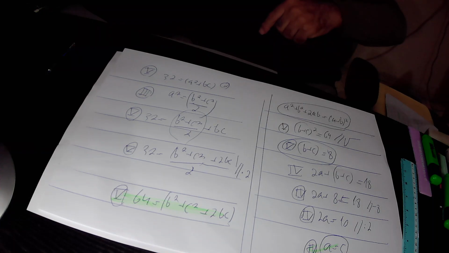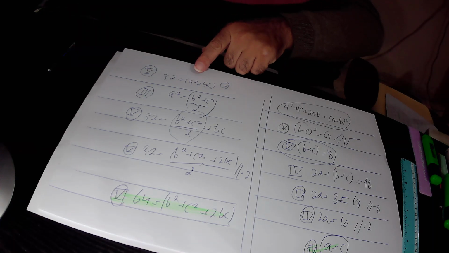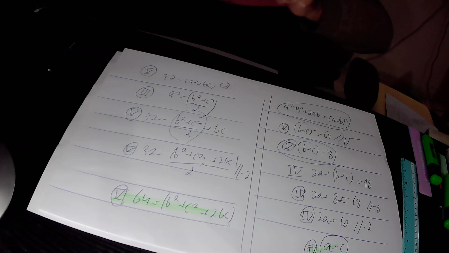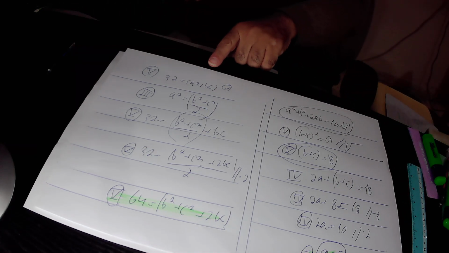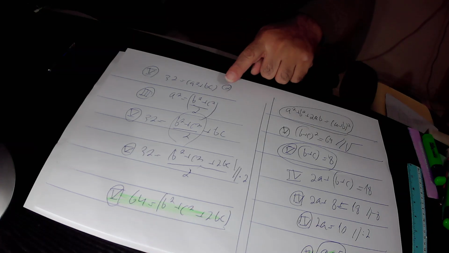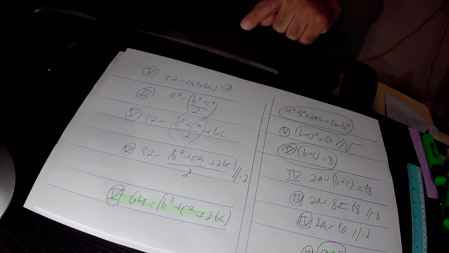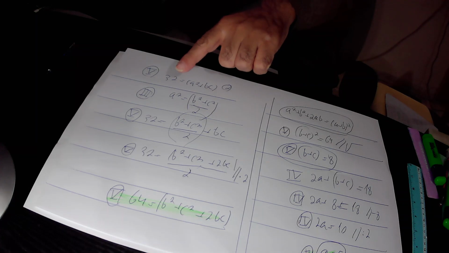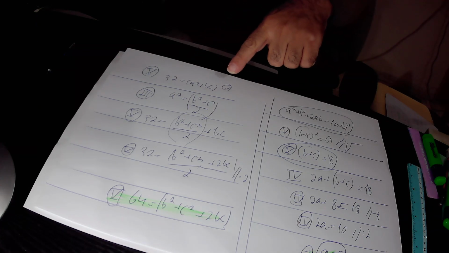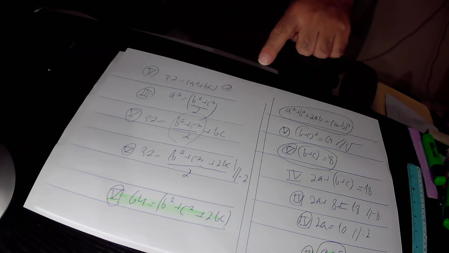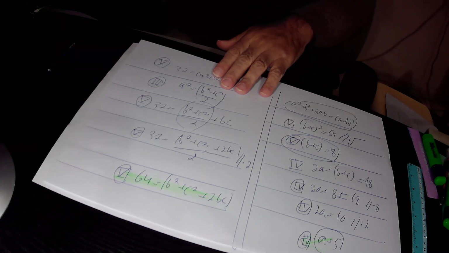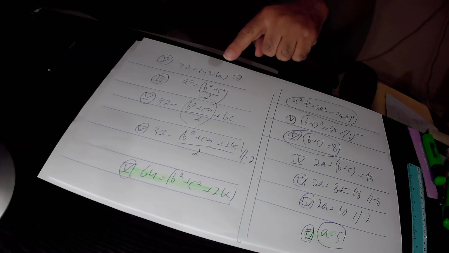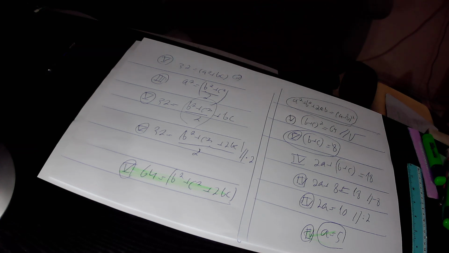And according to equation 3, we already found out that A squared equals B squared plus C squared over 2. Now we can substitute A squared in equation 5 by B squared plus C squared over 2 from equation 3. We did it, and we found out that 32 equals B squared plus C squared over 2 plus BC.